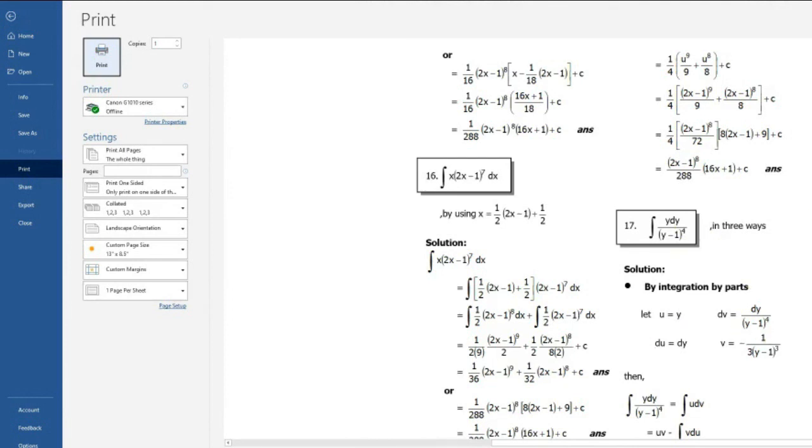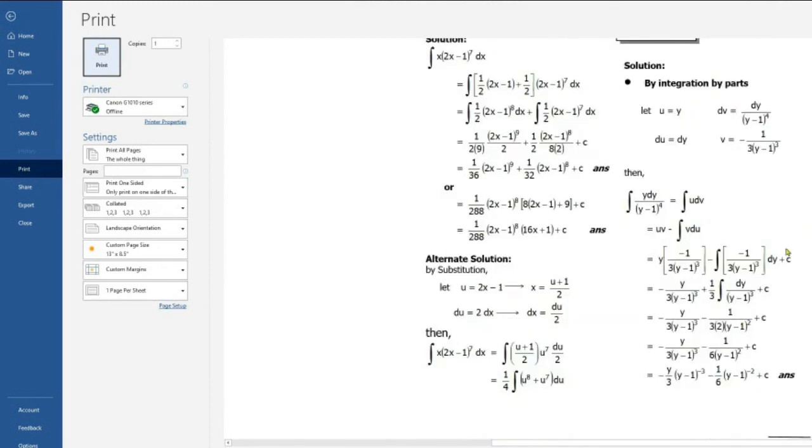Ang ginawa dito, using 3 ways daw. Pwedeng by parts. Ang naging u ay y, then du is equal to dy. Then ang dv is dy over y minus 1 raised to the 4th. Then pag in-integrate mo yun, ito magiging negative 1 over 3 quantity y minus 1 cube. Then, dire-diretso lang substitute. Then, ito, pwede na siya. Iyon. Then, another method.